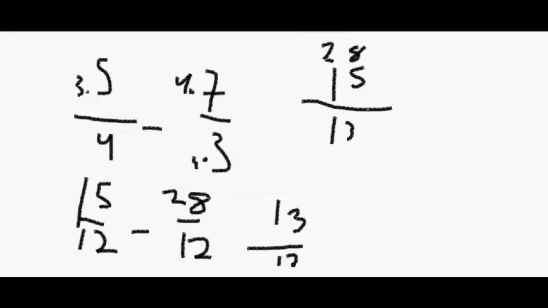So now we have to subtract 15 minus 28. I'll write it this way so we can visualize better. 15 minus 28 is 13. So the answer is 13 over 12. That is an improper fraction, but I'll leave it there.